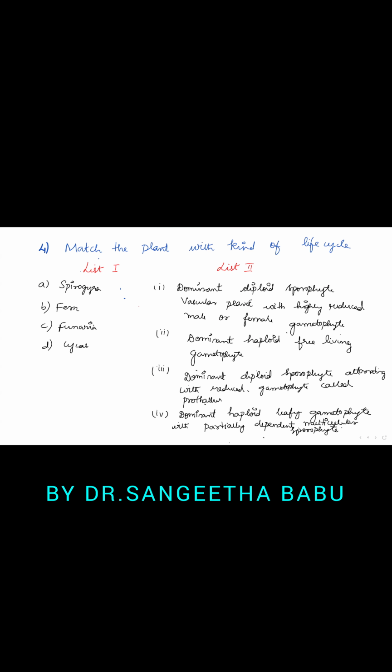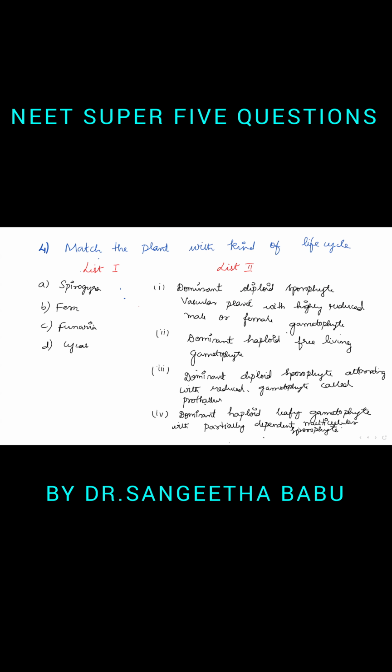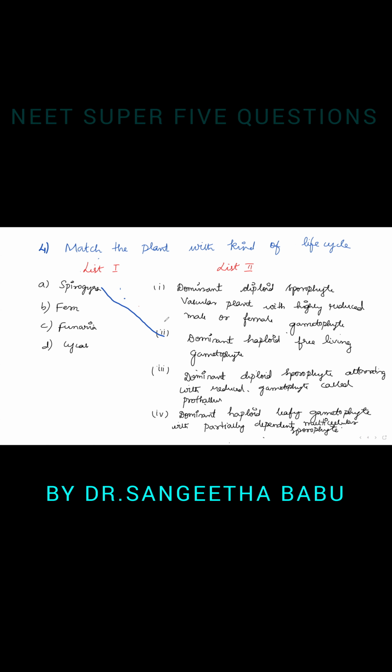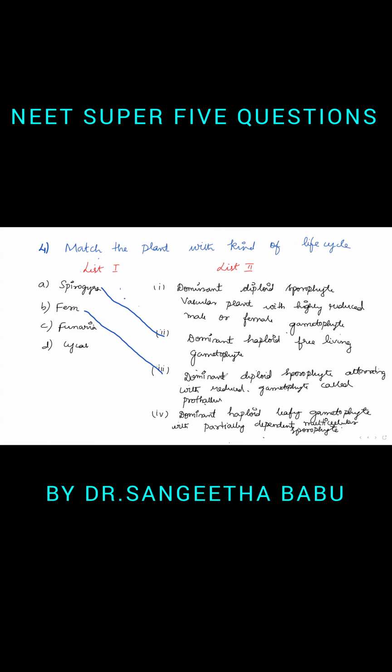Spirogyra will have a dominant haploid, free-living gametophyte. Spirogyra is an alga, and the plant body is a gametophyte only. A gametophyte is obviously haploid. The plant body we call a gametophyte. And the fern will have the dominant sporophyte. You know that pteridophytes have a dominant sporophyte. Obviously, sporophytes are diploid.